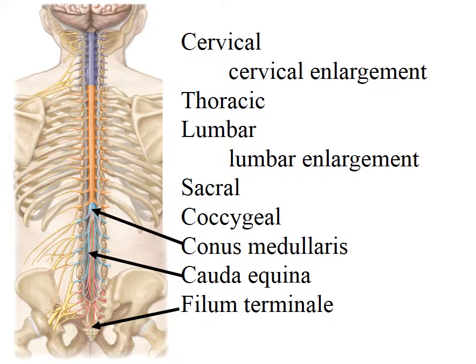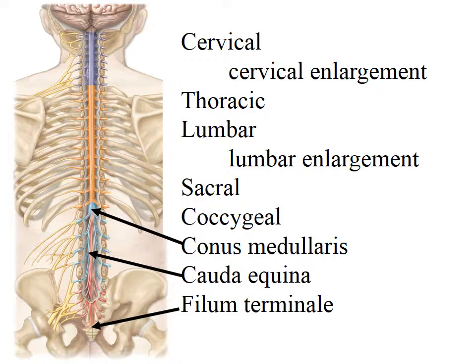The regions of the spinal cord match the regions of the vertebra. Here we see that in the cervical and lumbar regions, the spinal cord is a little thicker. These two spots are the cervical enlargement and lumbar enlargement, respectively. In addition to the regions, there are three specific structures noted here.